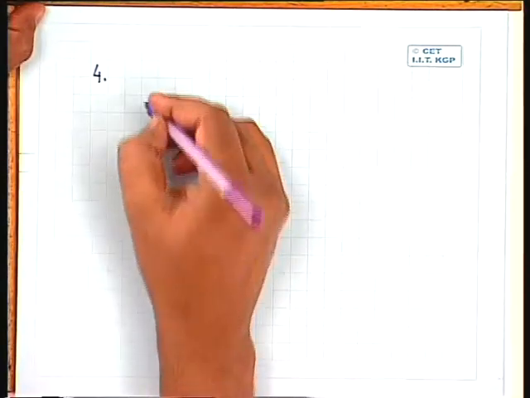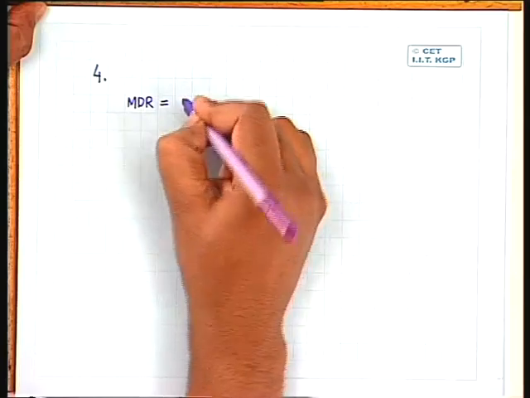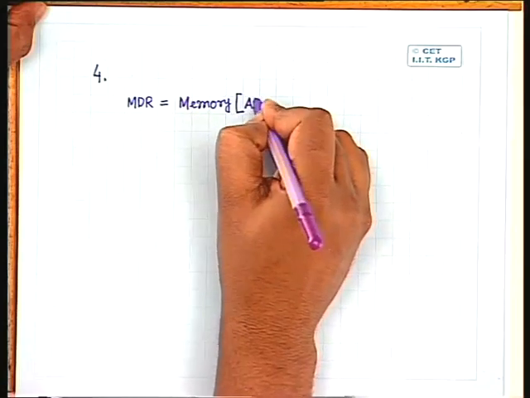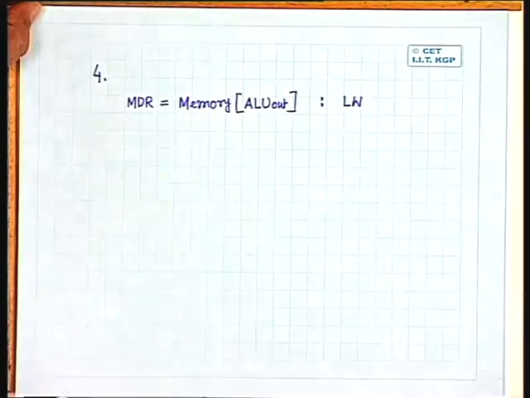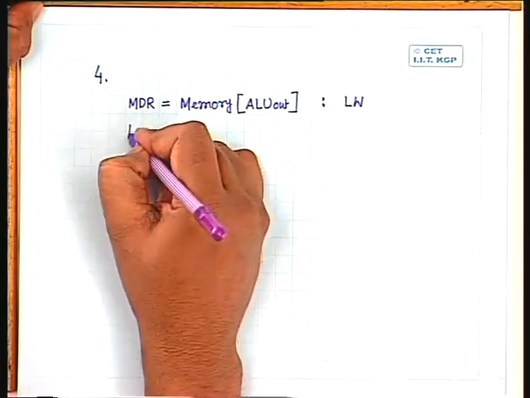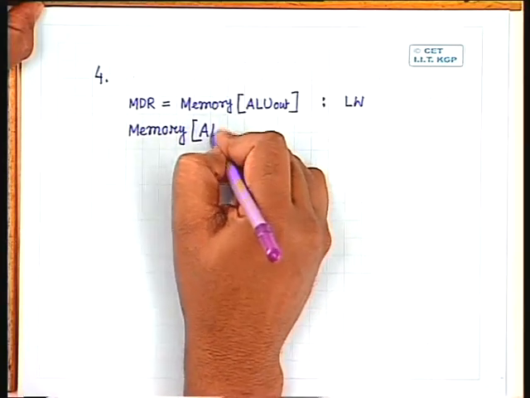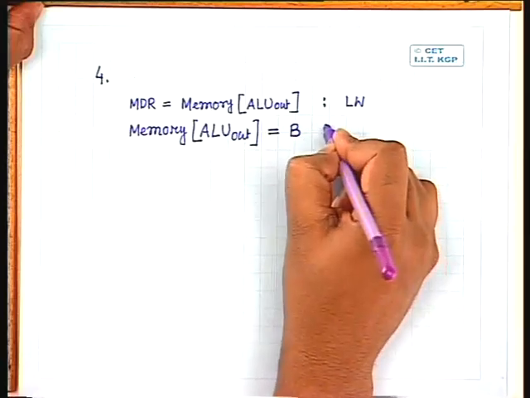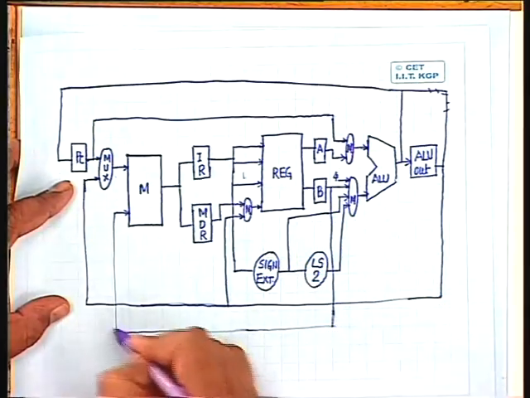Okay. So what we have to do is, MDR during step 4 will be memory, whose address will come from ALU out, if the instruction that you are executing is a load word instruction. Or memory, at the address from ALU out, will get the value of B if the instruction that you are executing is a store word instruction. So that is what is performed through this path. Output of B is going to the write input of memory.